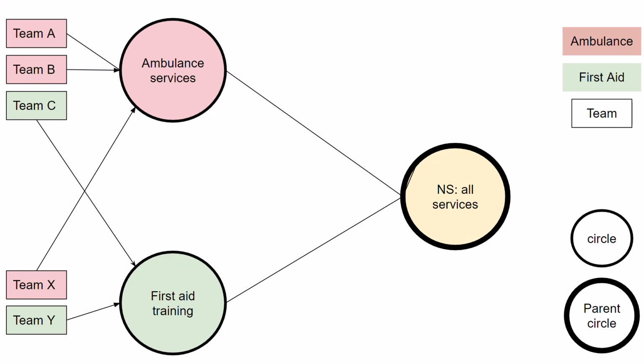So it would sort of make sense to group the ambulance services, the people working in ambulance services together, and those that work in first aid training together, and to keep them separated as much as you can. And then here the parent circle would be all the services. In this fictitious national society, we only have 2 services.